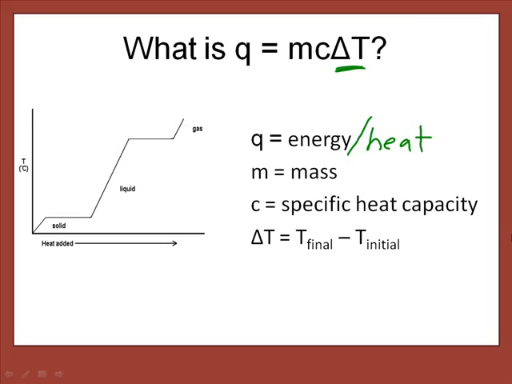M is the mass of the material. C is the specific heat capacity, which we'll talk about in a second. And delta T, that's just the change in the temperature. So delta T, don't worry, if you ever get a negative value, that's possible. Let's say I had something that started at 100 degrees Celsius. That would be our initial, and it cooled down to 50 degrees Celsius. Guess what? 50 minus 100, that is negative 50 degrees Celsius. So we're going to have a negative delta T for anything that cools down.